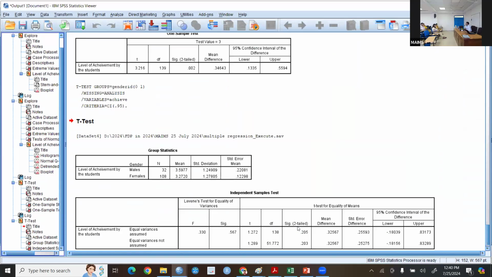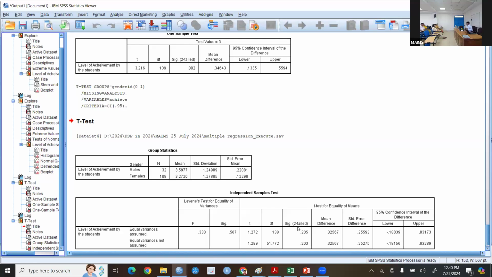Now see the output. What is the mean of males and what is the mean of females? 3.59 is for male and 3.27 is for female. That means boys are intelligent in this class. Might be this class of mechanical engineers. Boys are more intelligent in mechanical engineering, right?